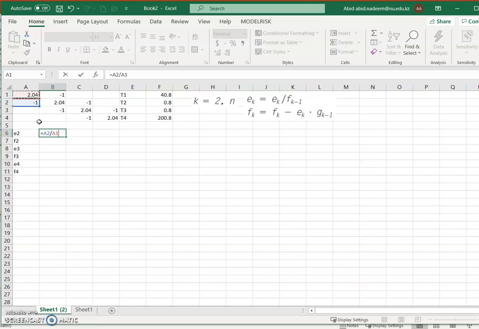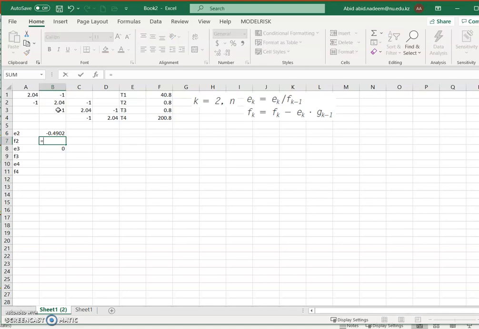Similarly, E3 will be equal to E3 over F2. So E3 is this, divided by F2. But in this case, F2 will not be this one. F2 will be the recursive value. So we need to find the recursive value over here. F2 we need to find first. Let's find F2 first.